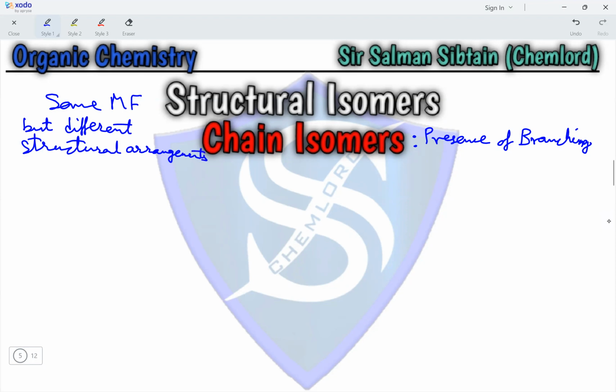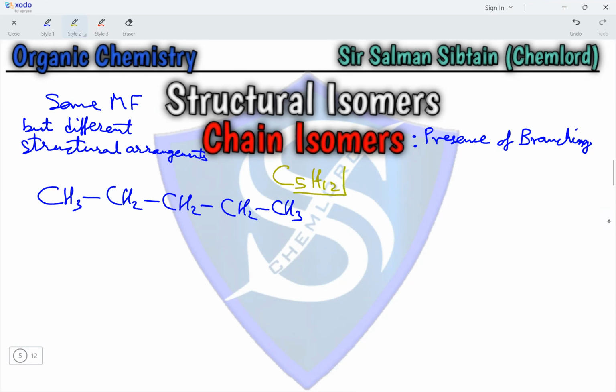Now we take an example of a 5 carbon chained alkane. In a straight chain, it would be called pentane. So it would be CH3, CH2, CH2, CH2, and then CH3. Now the molecular formula of pentane would be C5H12, which will be the case with all of its chain isomers. All of them will have a molecular formula of C5H12, and this will be called pentane.